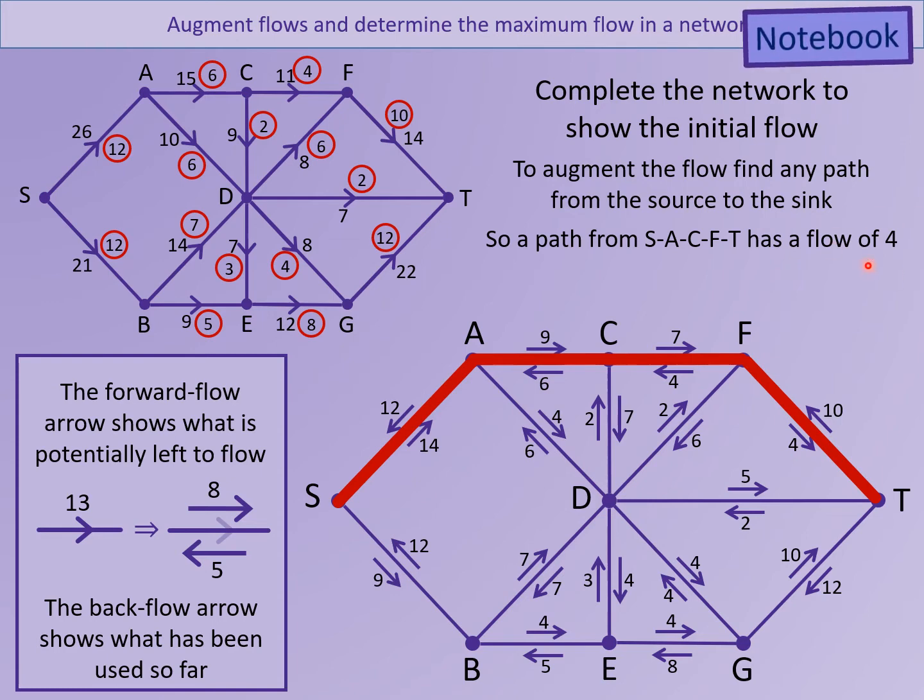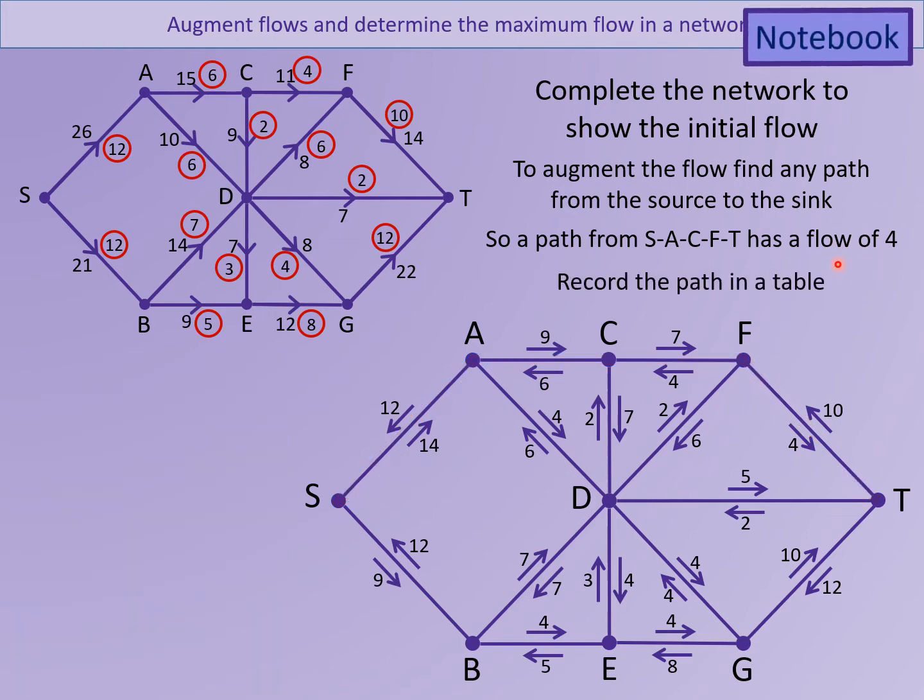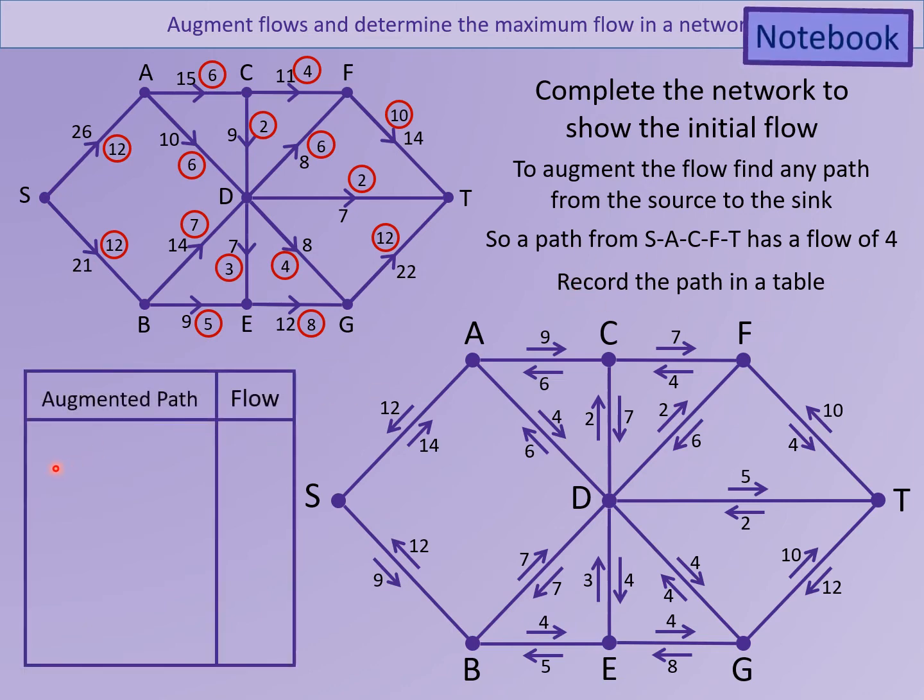Fine. What I can do now though is make a note of that. So I can record these results in a table. And again, you may be given a table. It's quite likely you're given a table to use. If not, you can quickly sketch it down. So just to make a note, I'm flowing S to A to C to F to T, and that was an improvement by 4. Now I need to show that on my network.